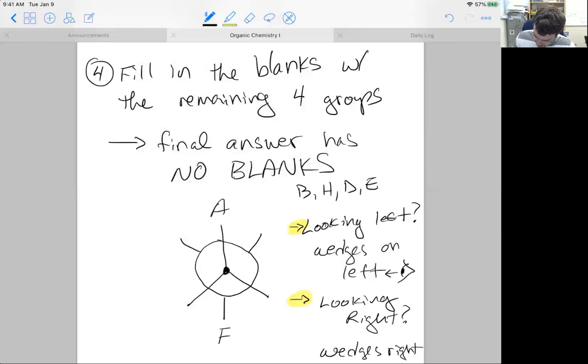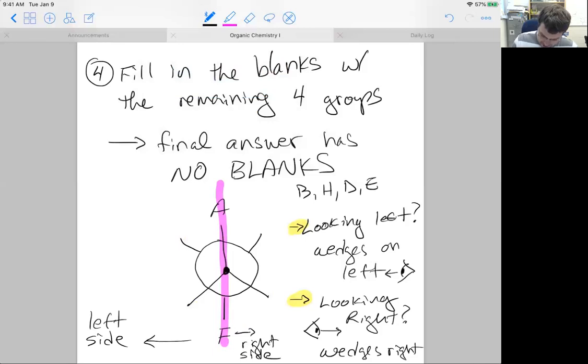Now, in our particular example, we're looking right. Our eye, the arrow coming out of the pupil, is pointing to the right. Okay? So that means our wedges are on the right. Well, on the right of what? If we go back to our Newman projection, don't overthink this. I'm going to slice right down the vertical substituents, and make note that this is the left side, and this is the right side of my Newman projection.